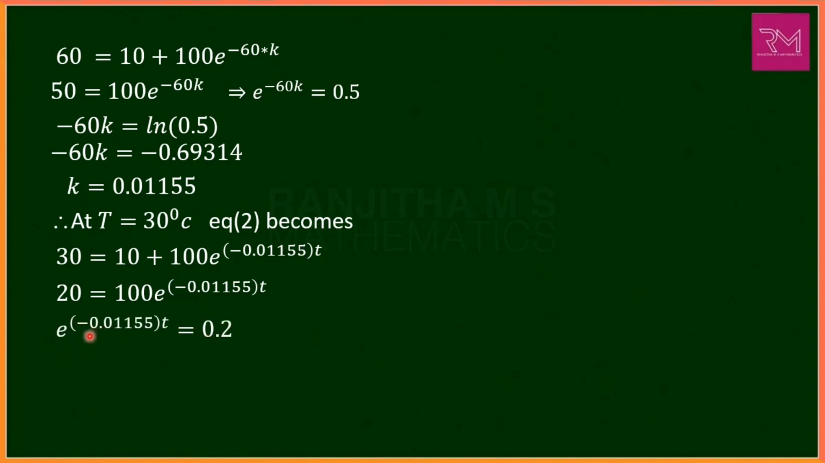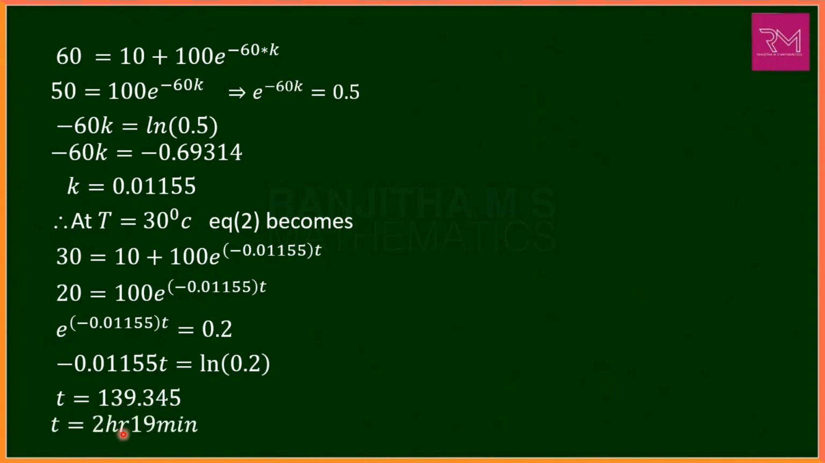Next step, take this 100 to the left hand side, that is 20 divided by 100, we get 0.2. Next step, take this value to the right hand side, that is t equal to ln of 0.2 divided by minus 0.01155. We get a value of t as 139.345. This is the t value, or we can take it as t equal to 2 hours 19 minutes. Here 1 hour is equal to 60 minutes, hence 60 into 2 is 120. Remaining is 19. Hence we can take this as t equal to 2 hours 19 minutes. This is the time taken to cool to the temperature of 30 degrees Celsius.